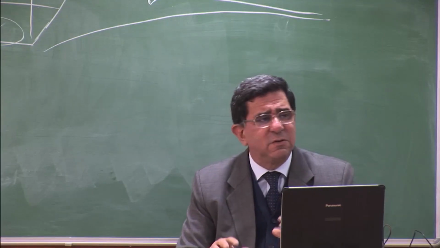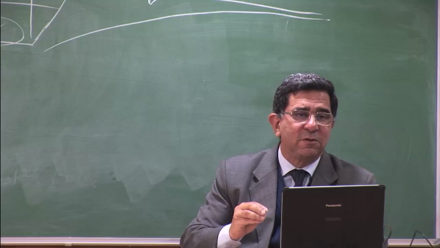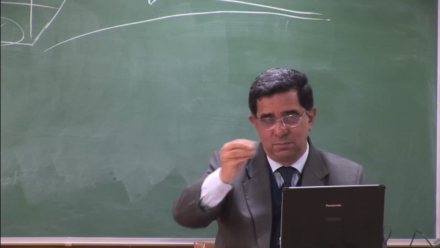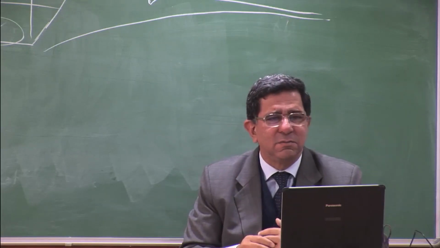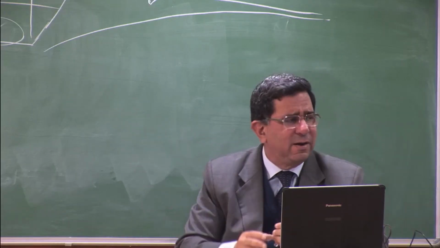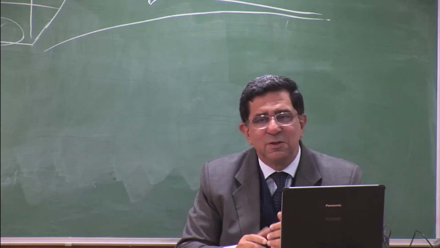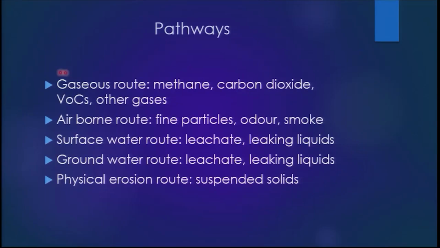So what are the pathways? These are the sources. How does the contaminant go from the source to you? How does the contaminant bother you? I've got a mound there of garbage lying in Okhla. I am in IIT, why should it bother me? So you can have various routes by which these contaminants can travel. You can have the gaseous route. The predominant route is the leachate and the surface water. Please do remember. But I'm just putting, you can have the gaseous route.